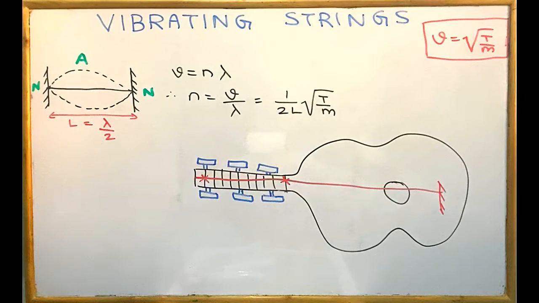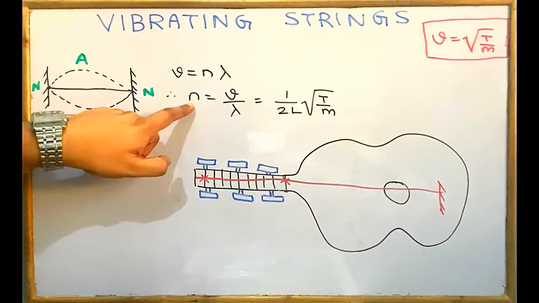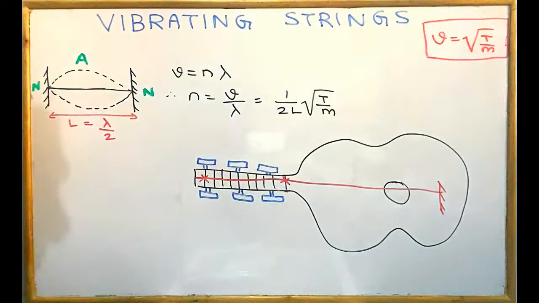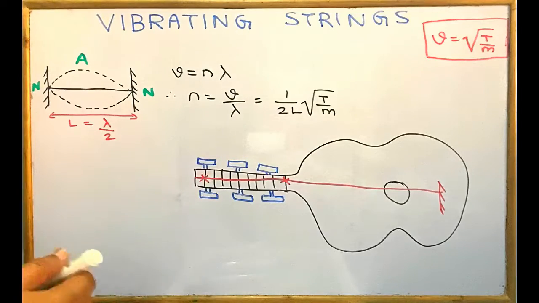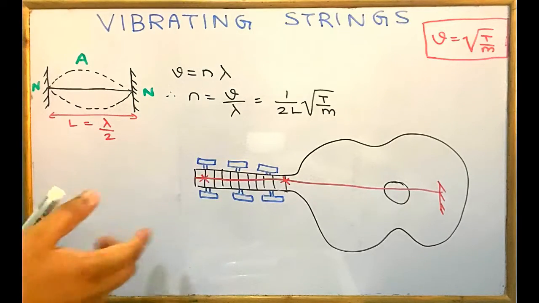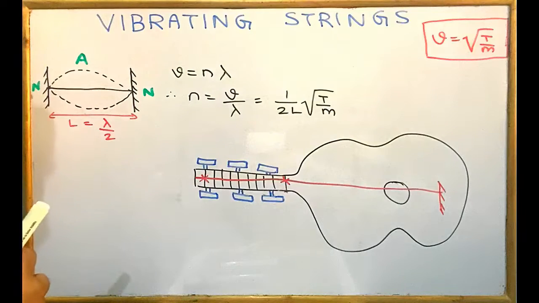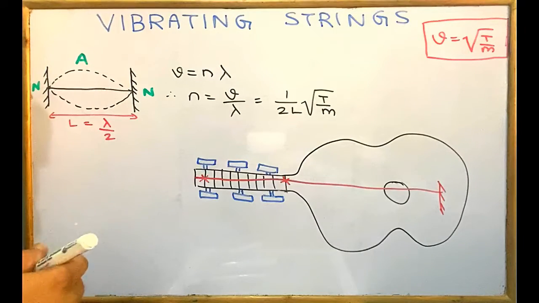Okay, and what is the third law here? The third law is N is inversely proportional to small m, which is nothing but the linear mass density. So how do we prove this on a guitar? Again, very simple. If you have seen the guitar, there will be several strings on the guitar, right? 6 strings, and what is the difference in all the 6 strings?